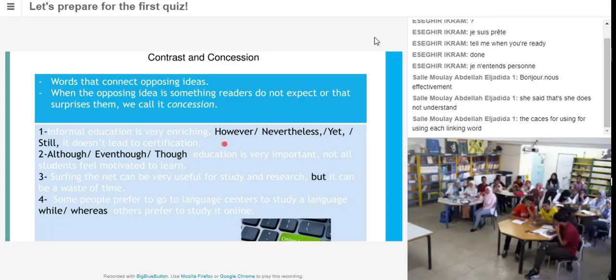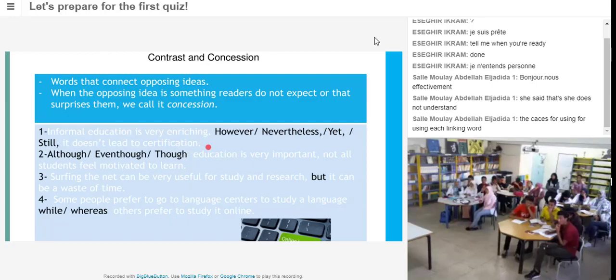But the problem with informal education is that it doesn't give us access to a certificate or diploma. So if you are trying, for example, to get a job, you cannot prove that you have a very good education. So here I'm using this concession or contrast. Informal education is very enriching. However, nevertheless, yet, still, it doesn't lead to certification. Notice here that I have two independent sentences. Informal education is very enriching and it doesn't lead to certification. I use these linking words in the middle, between the first sentence and the second sentence.